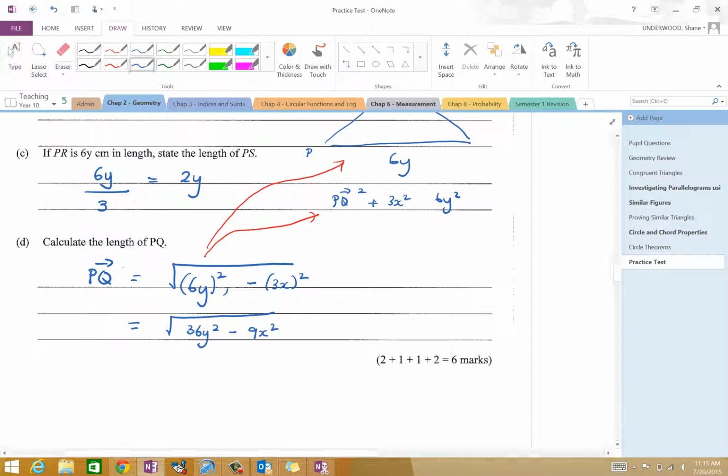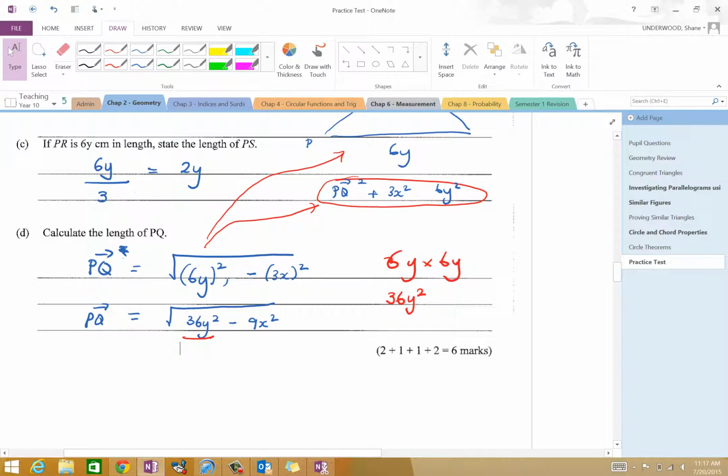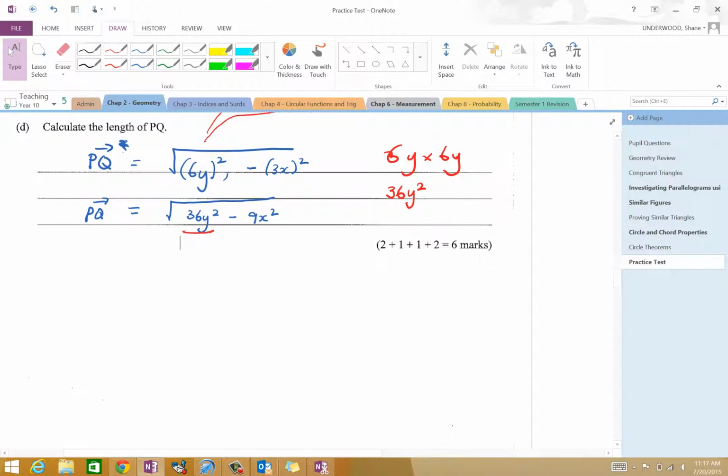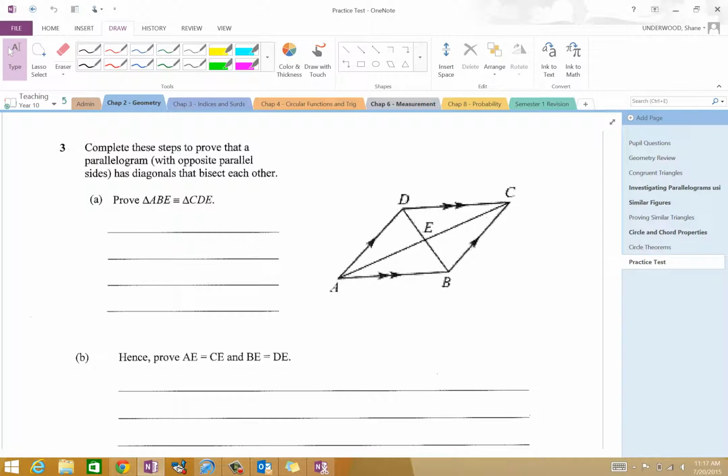No, because this was PQ squared is equal to that. So PQ is equal to that. So we've got the length of PQ is equal to that. We've got to leave this in terms of x and y's. I don't think we can work that out. All right, so are we just going to skip that one? Yeah, that's the answer.